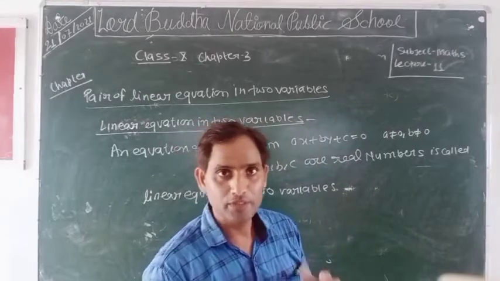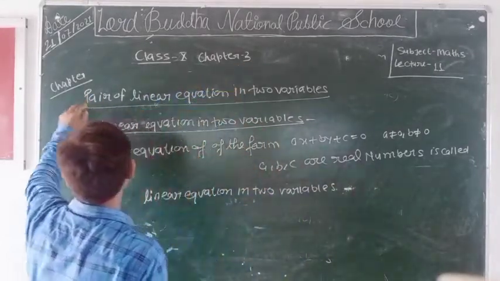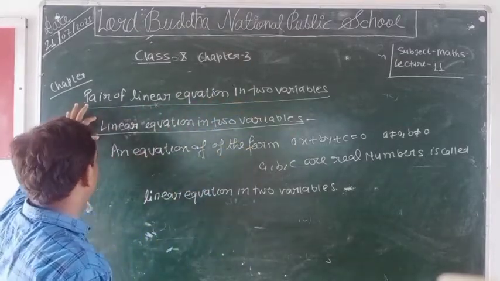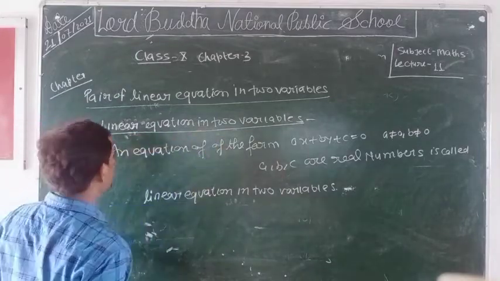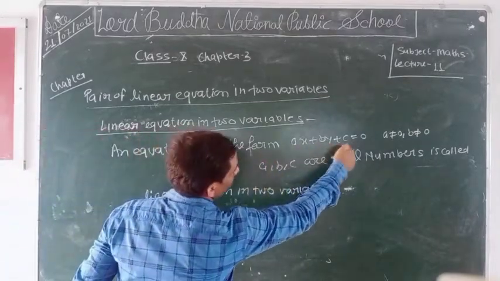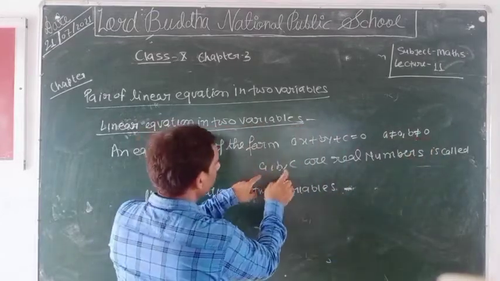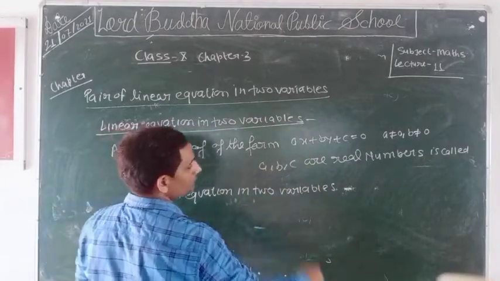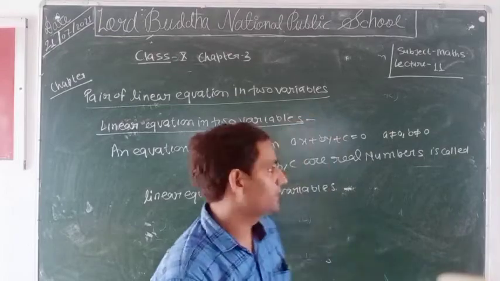Okay. So our new chapter is chapter number 3, which is pair of linear equations in two variables. First of all, we will learn about what is linear equation in two variables, as we define: an equation of the form ax plus by plus c equal to 0, a not equal to 0, b not equal to 0, a, b, c are real numbers. It's called linear equation in two variables.